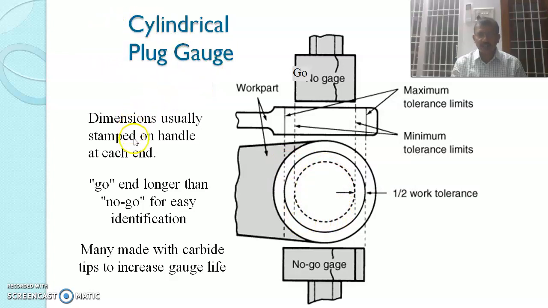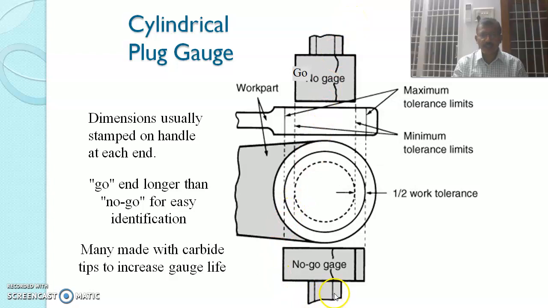Cylindrical plug gauge: dimensions are usually stamped on the handle at each end. This is a go end, and this is a no go end. These have go gauges at one end and no go gauges at the other end. The go end is made longer than the no go for easy identification.